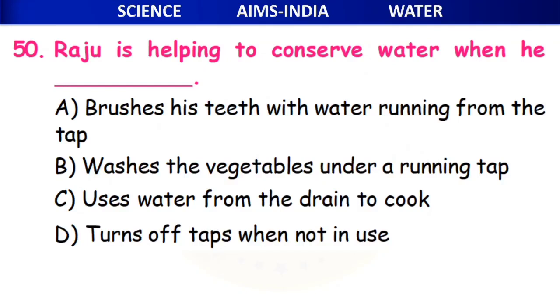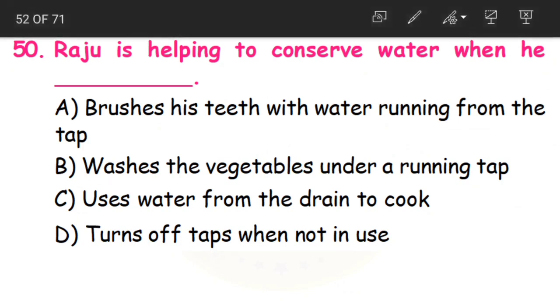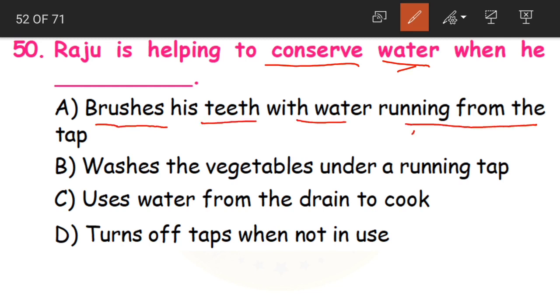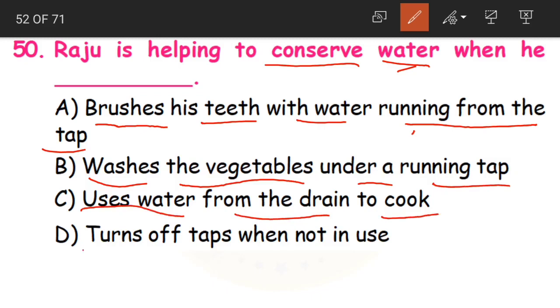Raju is helping to conserve water when he dash. Conserve water in the sense save water. So Raju was trying to save the water. How? Like when he brushes his teeth with water running from the tap, washes the vegetables under a running tap, uses water from the drain to cook, or turns off taps when not in use.